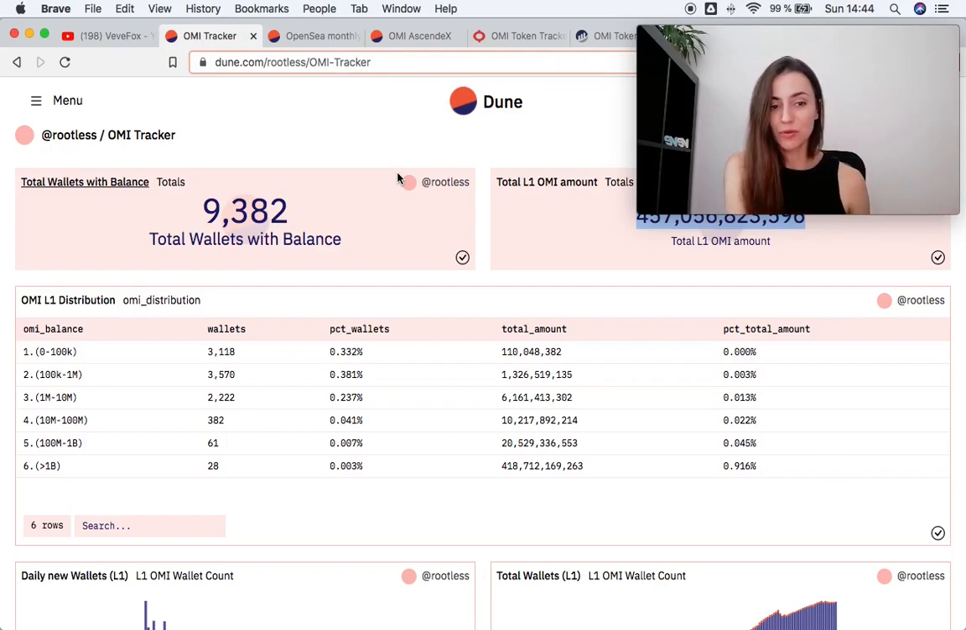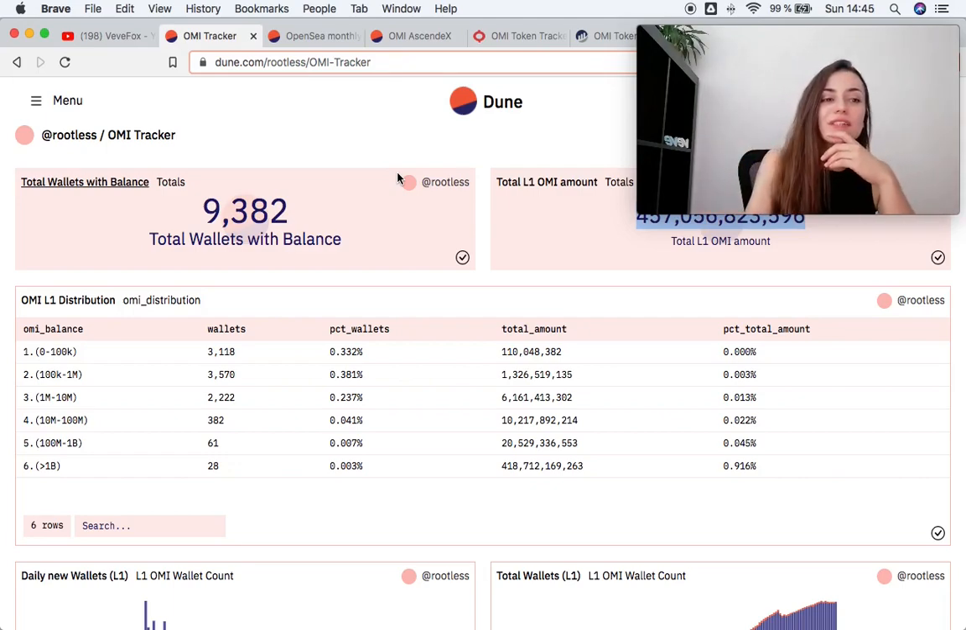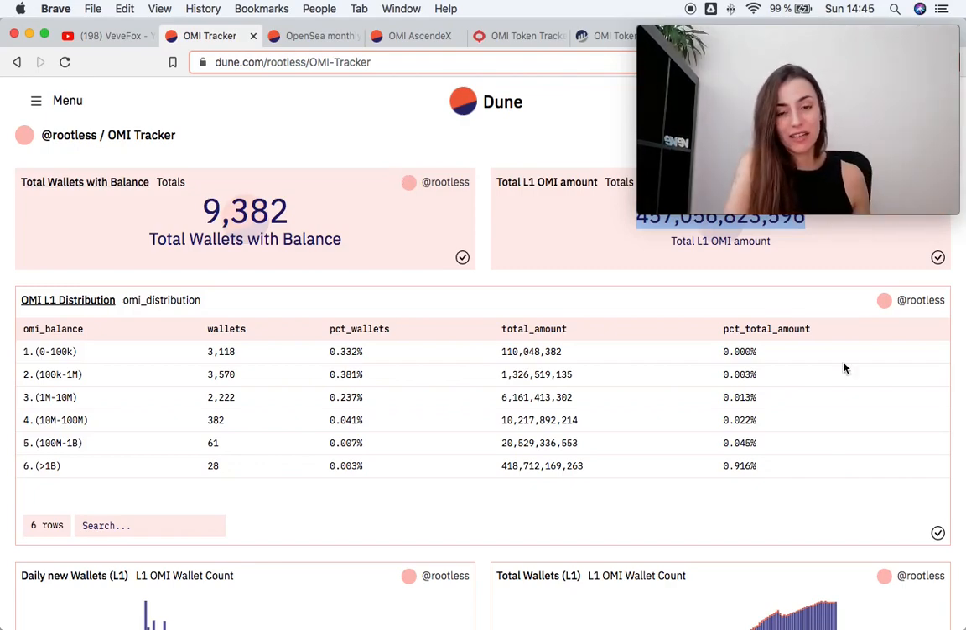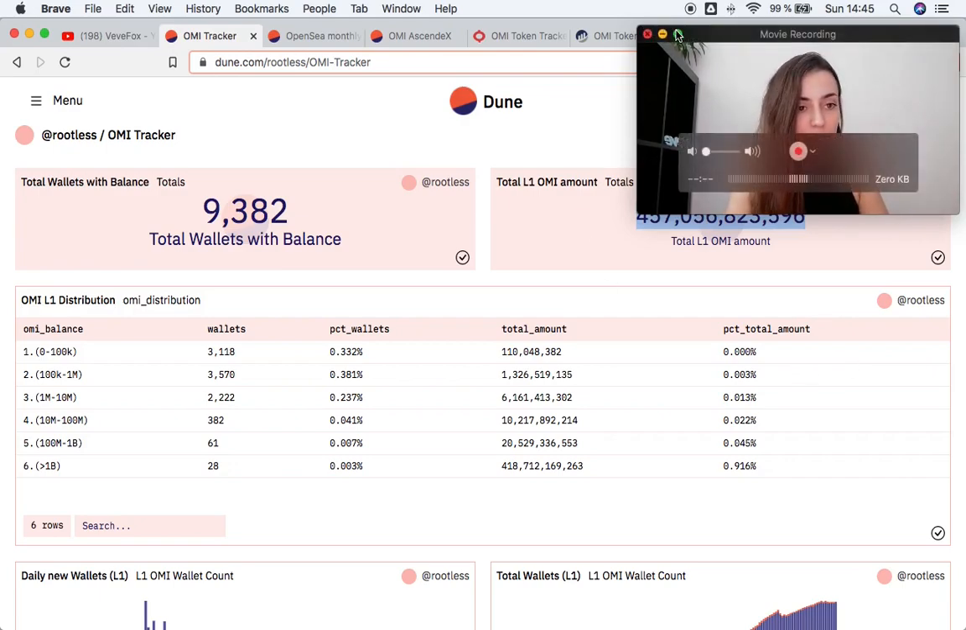Also, if you do know some of the addresses of the founders or of the team, and you say that it would be cool to track what they are doing, whether they are accumulating or selling, all that would be cool to include as well. That's again all that I wanted to show you today.